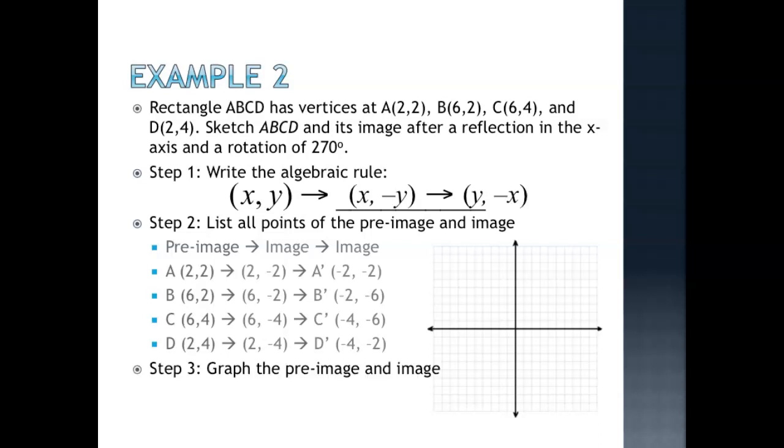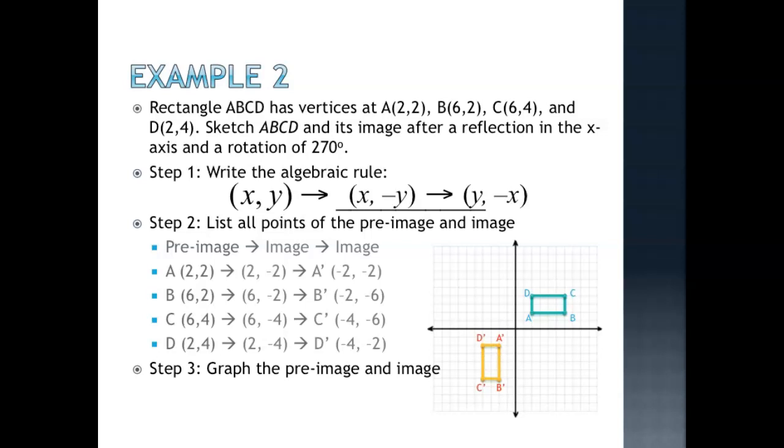Now when we're graphing, we're only going to graph the pre-image and the final image. So let's start with the pre-image: 2, 2, 6, 2, 6, 4, and 2, 4. Okay, so there's that rectangle. And now after reflecting in the x-axis and rotating it 270 degrees, we have negative 2, negative 2, negative 2, negative 6, negative 4, negative 6, and negative 4, negative 2.